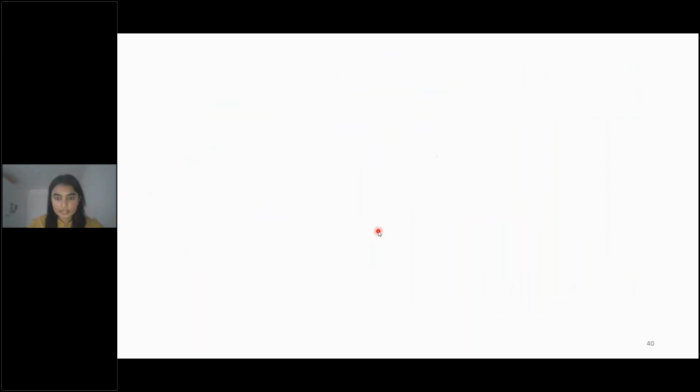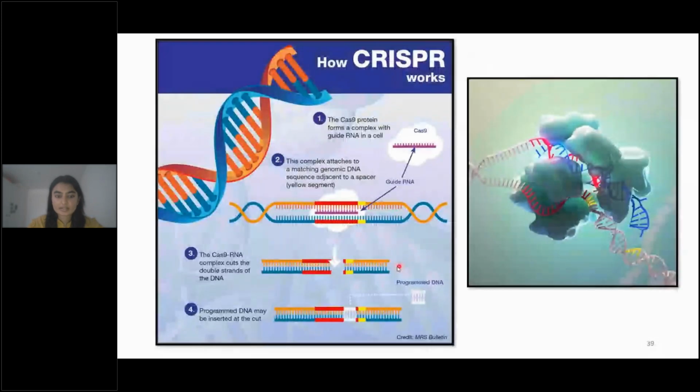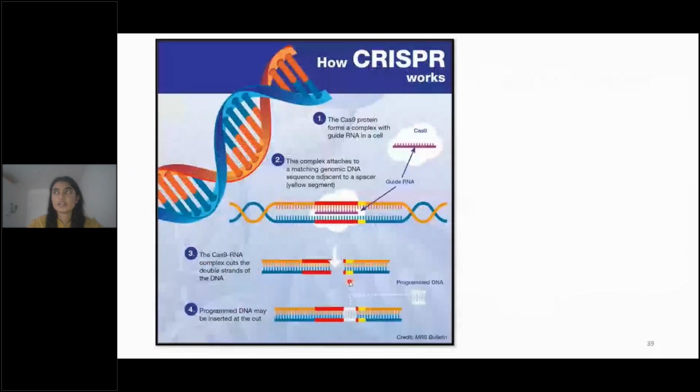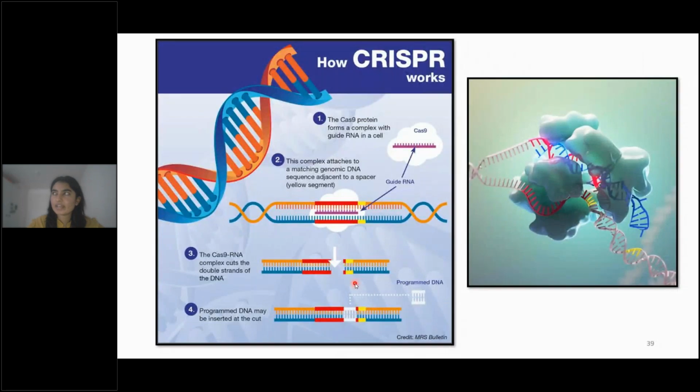Anyways, there are two types of mechanism. There is HDR, which is homology directed repair, and then there is NHEJ, which is non-homologous end joining. So what does it mean? Now, if it is cutting both the strands, it will randomly just join it. It's non-homologous, it wouldn't mind. So it just joins it, and the gene will be inactivated. So there are two mechanisms.